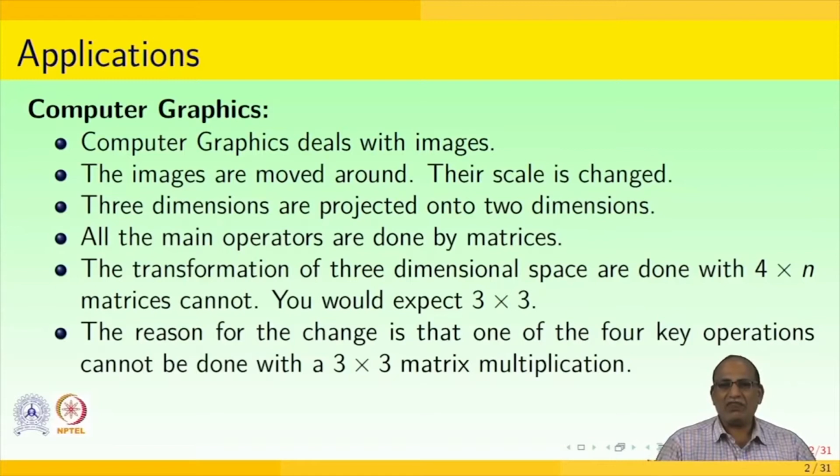The transformations of 3-dimensional space are done with 4 by 4 matrices, though you would expect 3 by 3. The reason for the change is that one of the 4 key operations cannot be done with a 3 by 3 matrix multiplication.